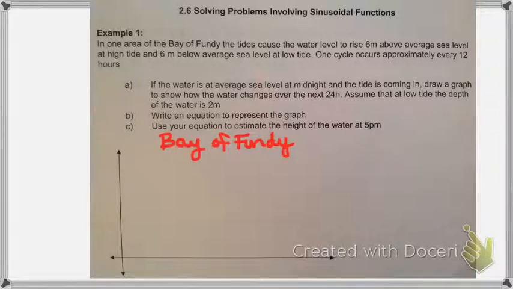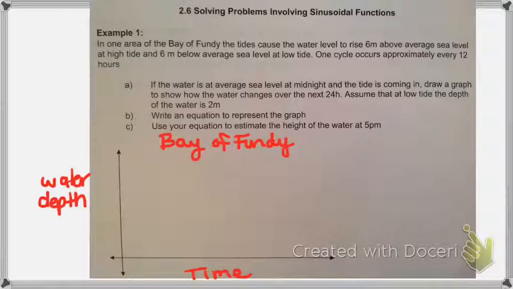Okay, along the x-axis, let's label that time. Okay, and along the y-axis, this is going to be the depth of the water, so as the tide comes in and out. So I'll just say here, this is the water depth. Okay. Fill this out along with me. So your x-axis is going to be your time.